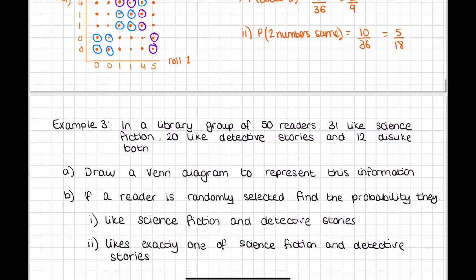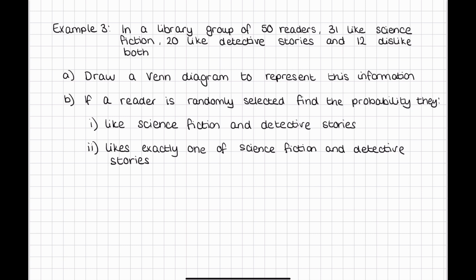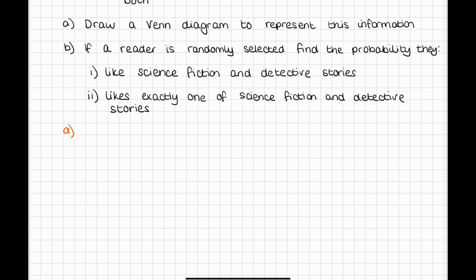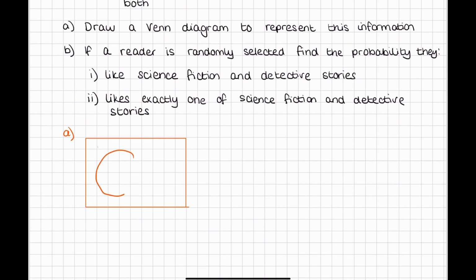Then example 3. In a library group of 50 readers, 31 like science fiction, 20 like detective stories, and 12 dislike both. Draw a Venn diagram to represent this information. So with a Venn diagram, we always start with our rectangle. Have 2 circles each inside. One for science fiction, one for detective, I'm going to call them S and D. Now we have 31 like science fiction, 20 like detective stories, and 12 dislike both. So we're going to have 12 on the outside because that's what dislikes both.